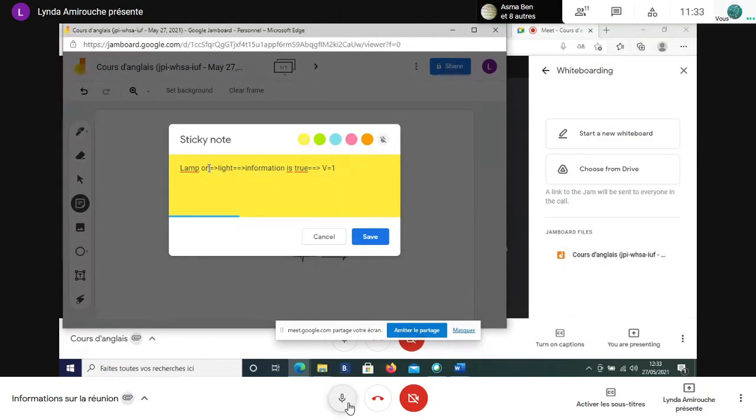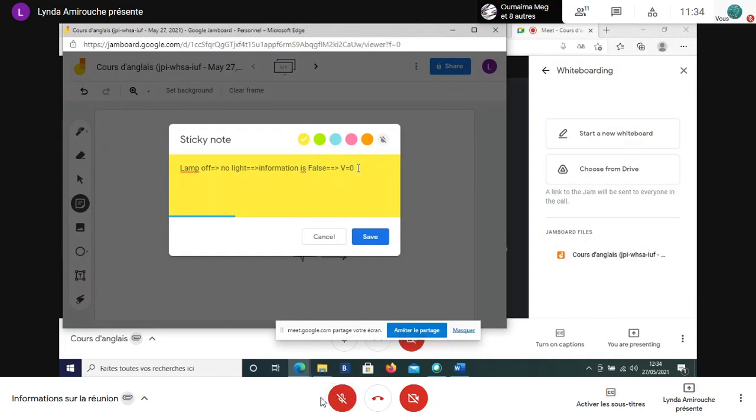Can you hear me? Yes. Okay. So now, if I switch off the lamp, my lamp is off. You have no light. Okay? No light. The information is false. And the value of my variable will be equal to 0.